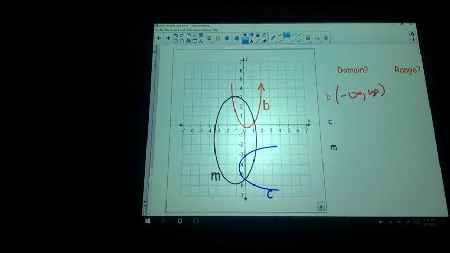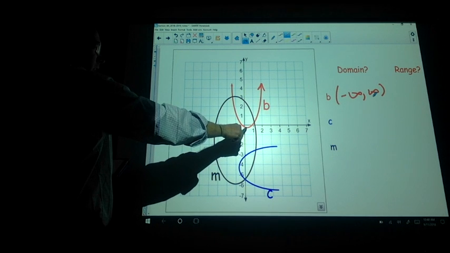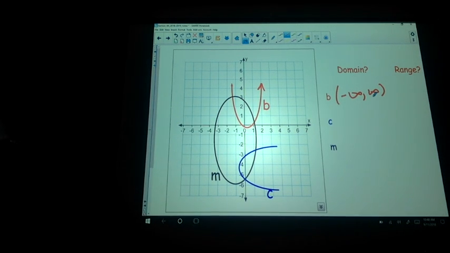My range, well, this is called a parabola. So my range starts down here. It's a little bit less than 0. Let's just say negative 0.1 because it's below it. Negative 0.1, and it's going to infinity because it's growing upward.